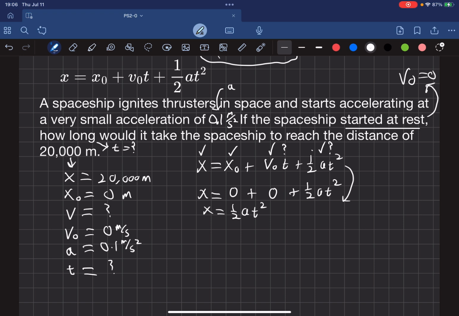All right, now we need to rearrange the equation to solve for what we're looking for, and we're looking for time. So let's rearrange this equation to solve for time. We're going to multiply both sides by 2, so we get 2x equals acceleration times t squared. Then we're going to divide both sides by acceleration. That's going to cancel acceleration on the right side and move it to the left side. And then lastly, we're going to take the square root of both sides. So time would equal the square root of 2x over acceleration.